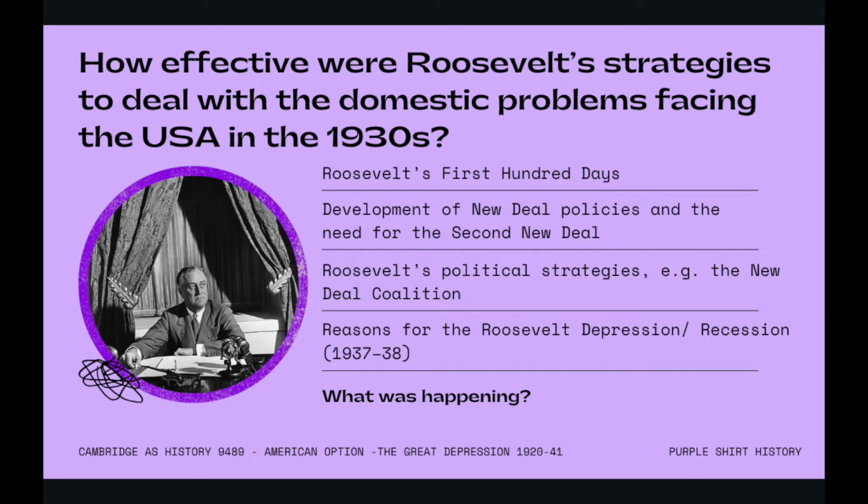Roosevelt's political strategies, for example, the New Deal Coalition. The New Deal Coalition was the voting bloc for FDR. It comprised various groups, so let's go over some of them together. Labor unions. Blue-collar workers were big fans of FDR because he was putting them back to work. He supported unions, the Wagner Act, all of these rights to strike, to demand better conditions and wages. So that was a primary component of the New Deal Coalition.